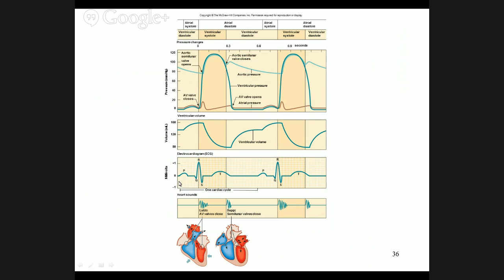And this is one cardiac cycle in millivolts, 0 being the baseline. The P wave, the Q drops below 0, and then up to 1, and drops sharply again, and then flattens out again, and then elevates slightly at the T wave. And here's our heart sound: lub, AV valves closing, and dup, the semilunar valves closing.